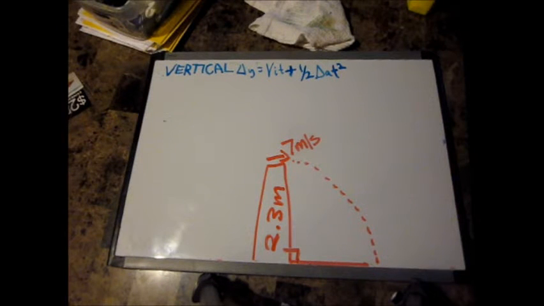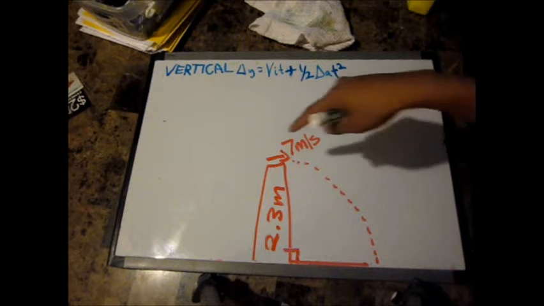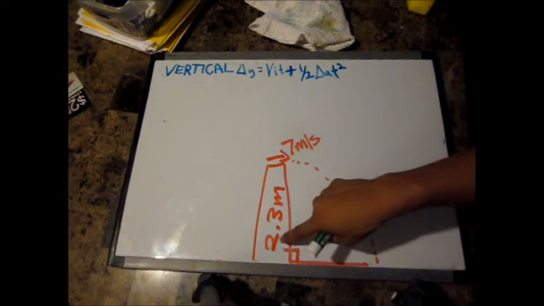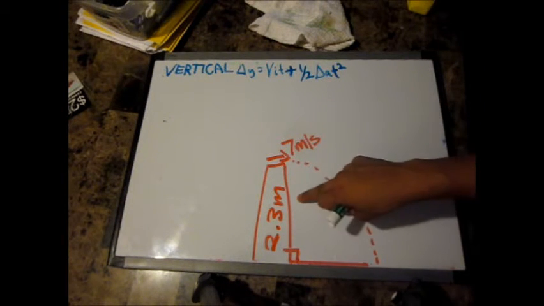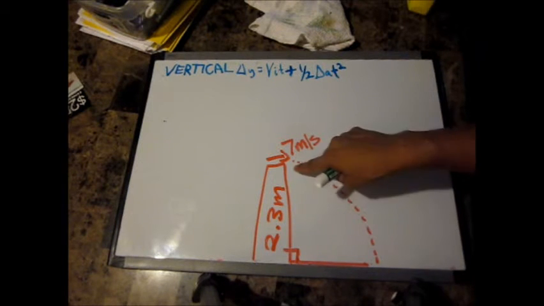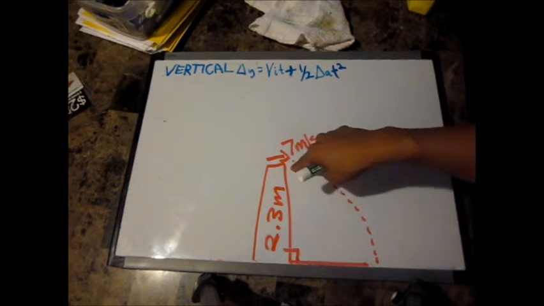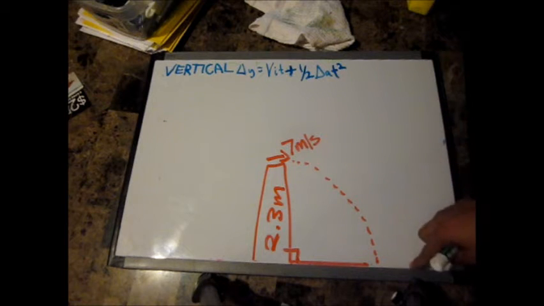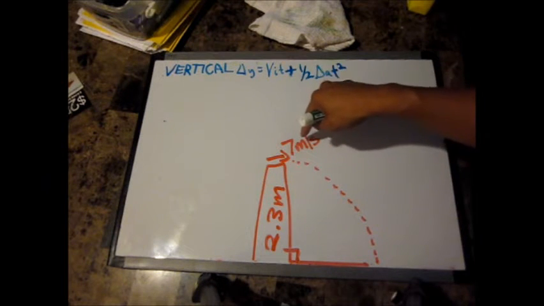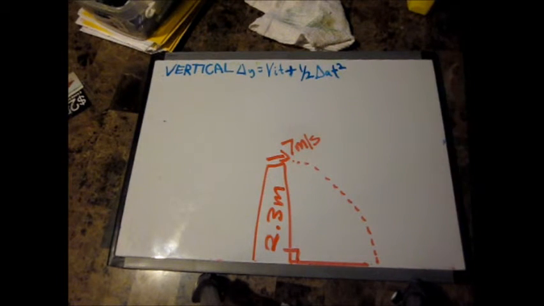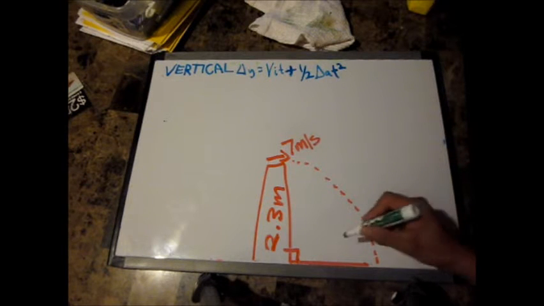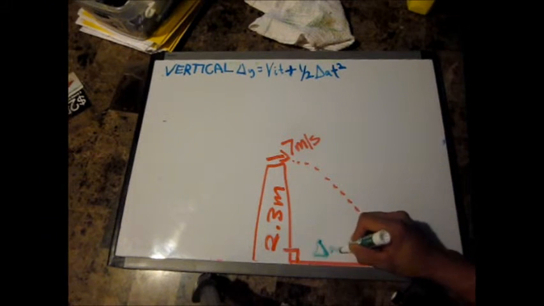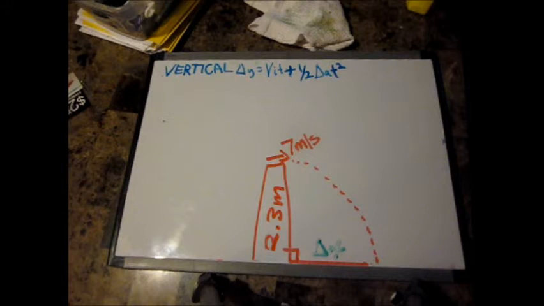Okay, so our first question is asking us, Tom was chasing Jerry off a table that was 2.3 meters from the ground, and Jerry stops and Tom falls off at a speed of 7 meters per second. And the question asked is, where did he land? So we're looking for our change of x, which is right there.